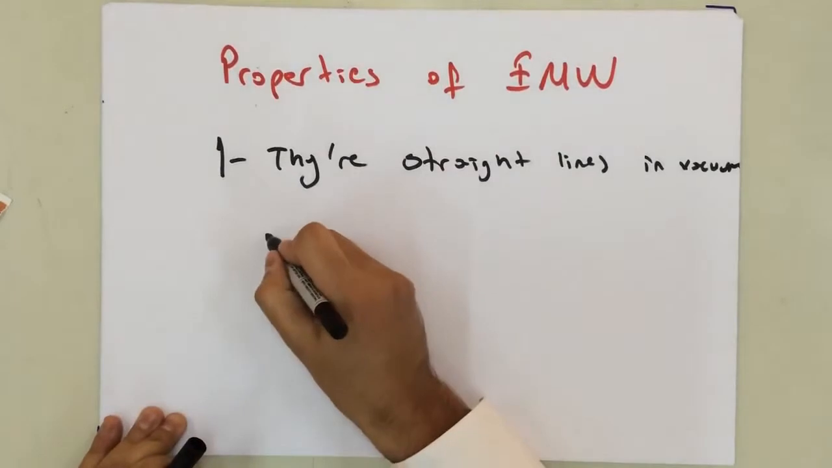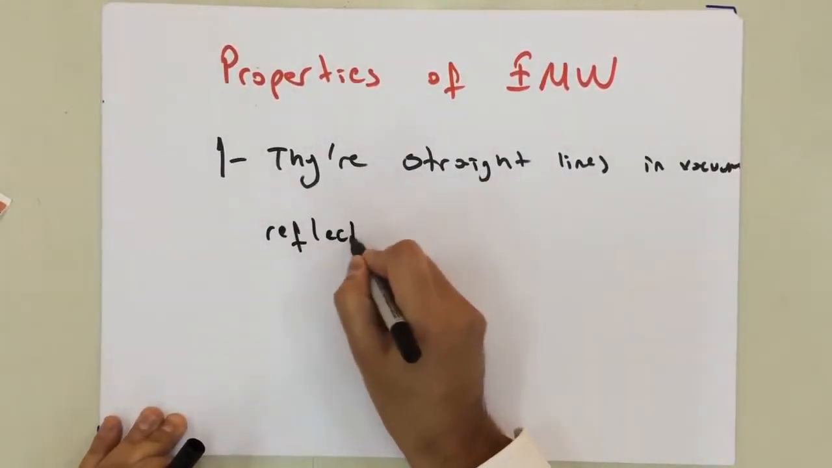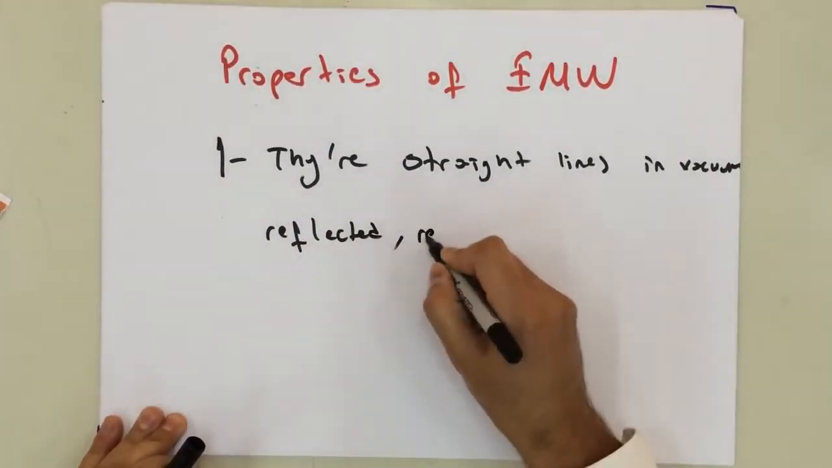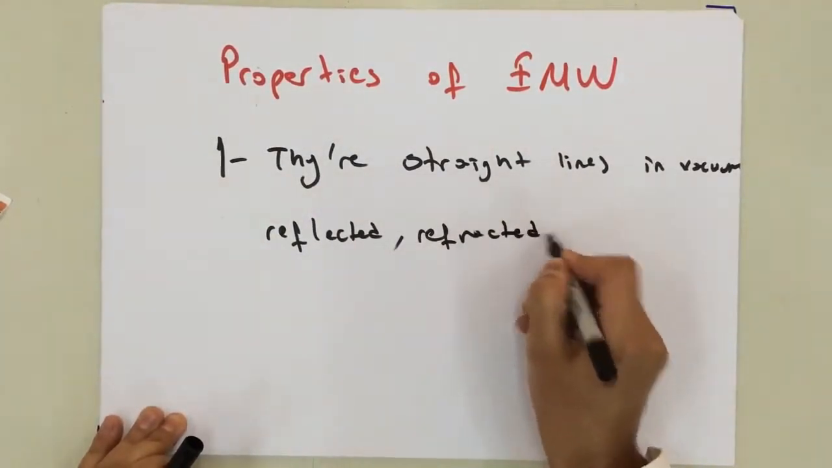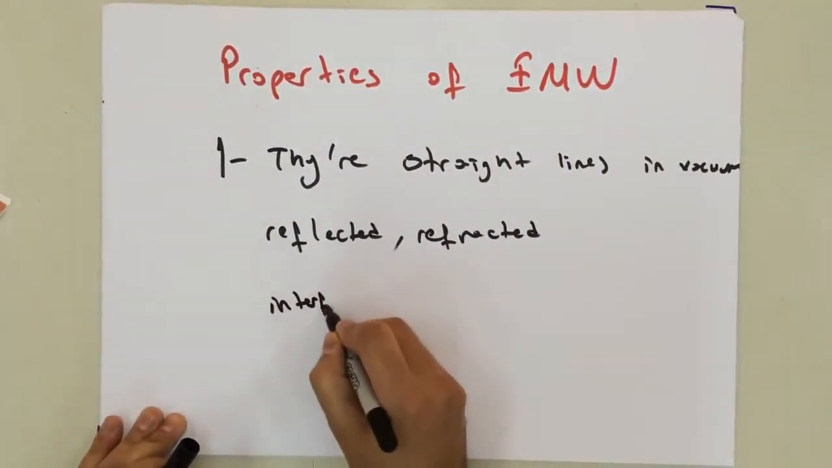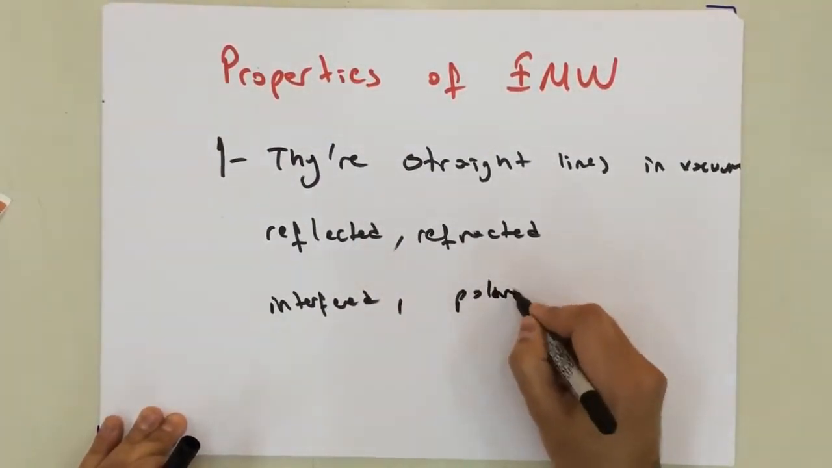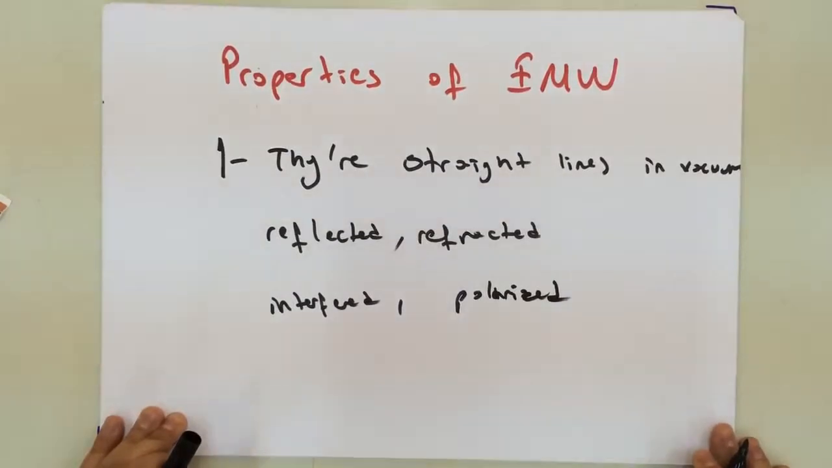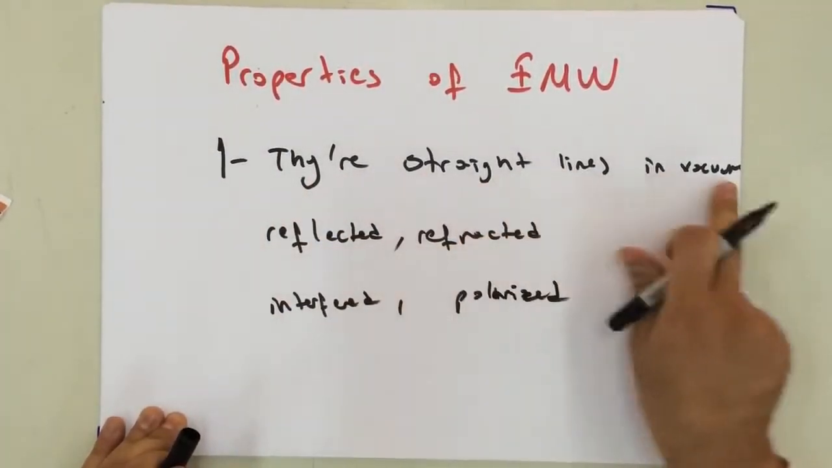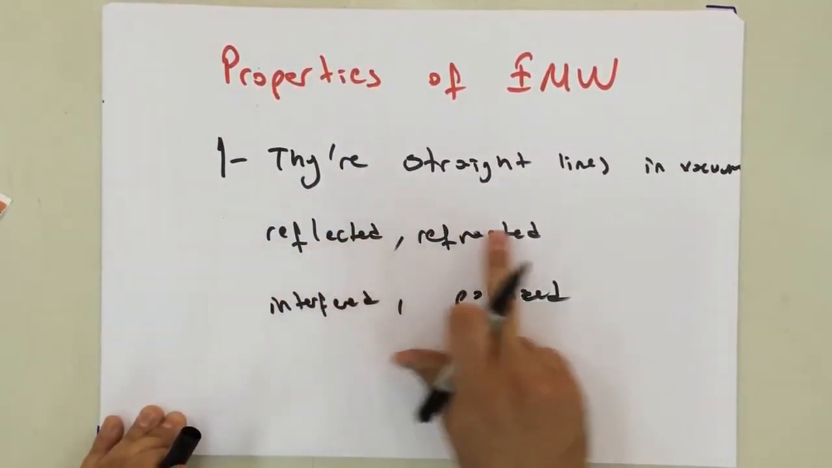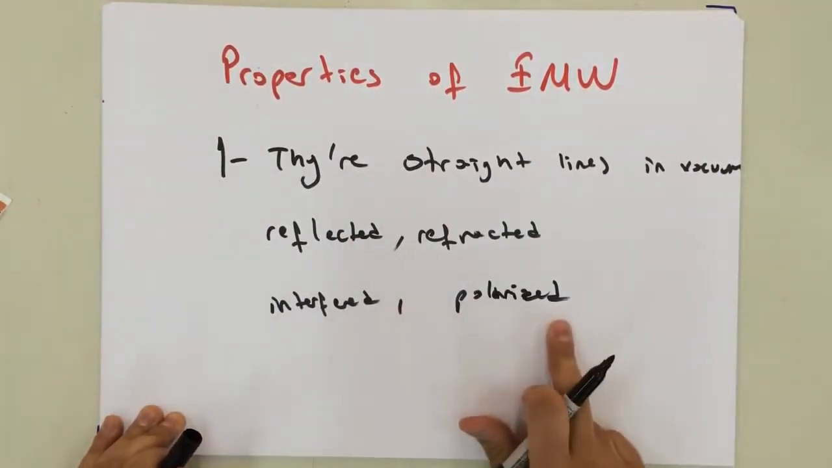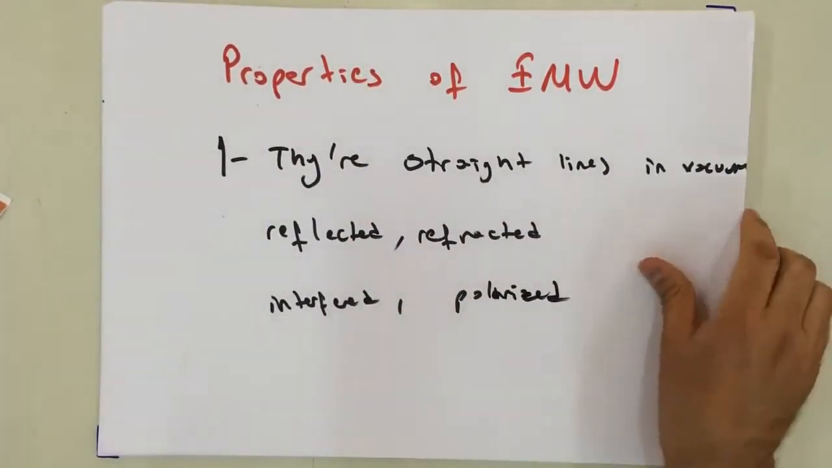And they are reflected because they are waves. They are refracted. They are interfered. And they are polarized. They travel as straight lines in vacuum. They are reflected, interfered, and polarized. This is the first one.